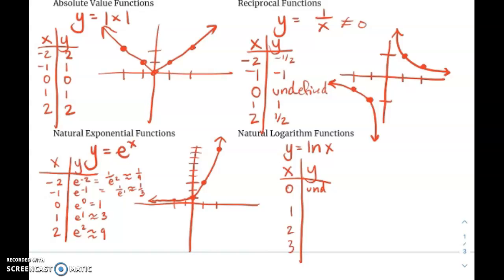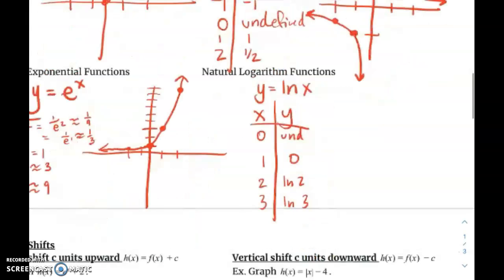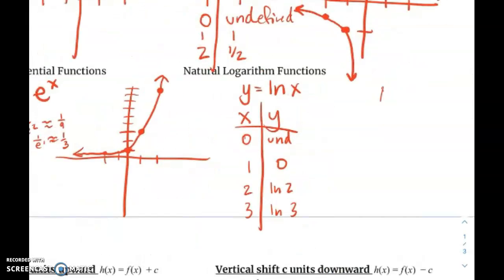Now, you can plug in fractions as well, but let's just stick with those. So those are hard to actually graph or figure out without a calculator. Now, if you have a calculator, it's easy. But natural log of 1 is 0. Natural log of 2, I couldn't tell you. Natural log of 3, couldn't tell you. But I know the graph. So that table isn't really helpful.